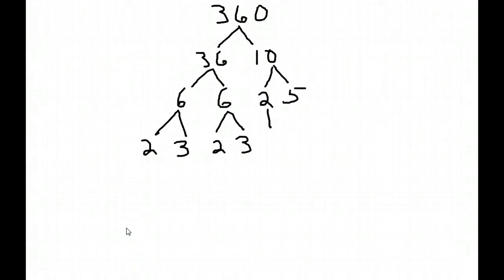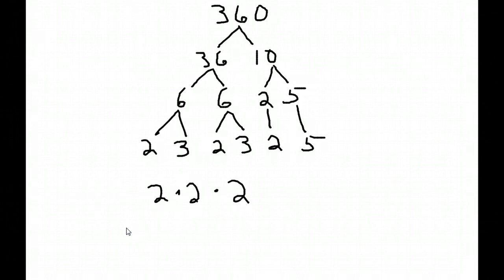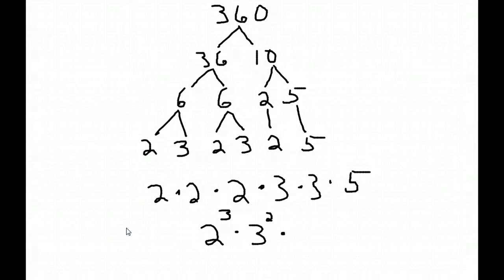So once you're done, bring them down to the final row so that you have a good look at what you have. I have got 2 times 2 times 2 times 3 times 3 times 5. Or a simpler way to write it is 2 to the third, because there's 3 of them, times 3 to the second, because there's 2 of them, times 5. There's your final answer.